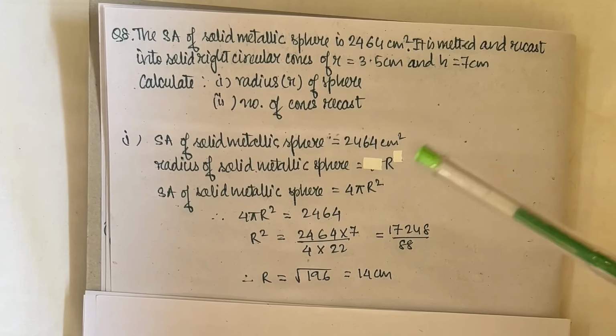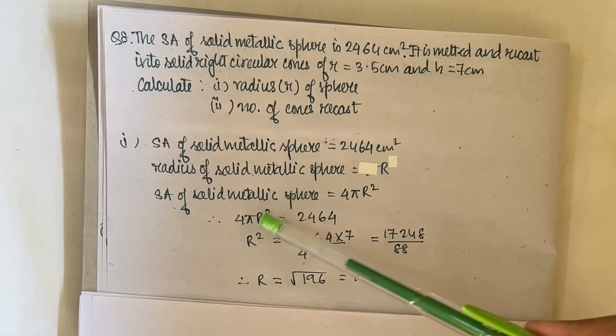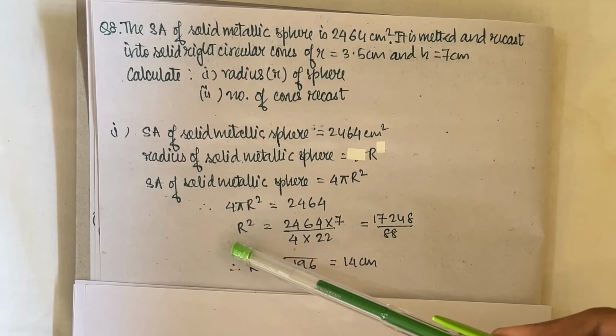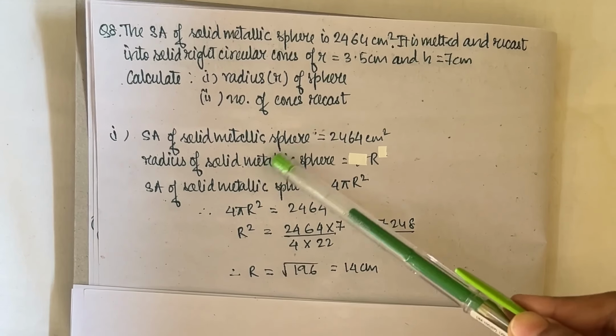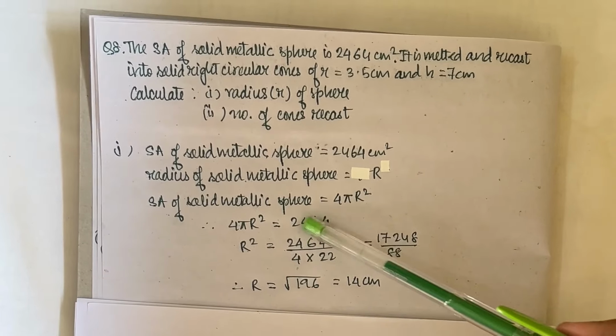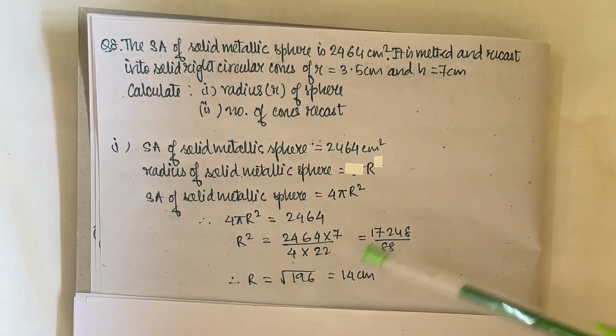So the radius of the sphere is R. Now the surface area of the solid sphere. So we are putting the value in this. From here we get the capital R, that is the radius of the solid metallic sphere. We are substituting the values and getting R as 14 centimeter.